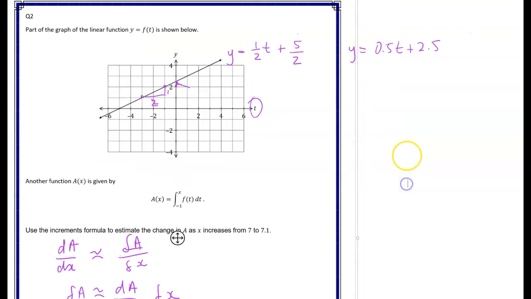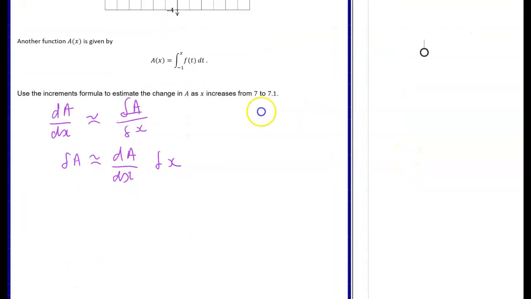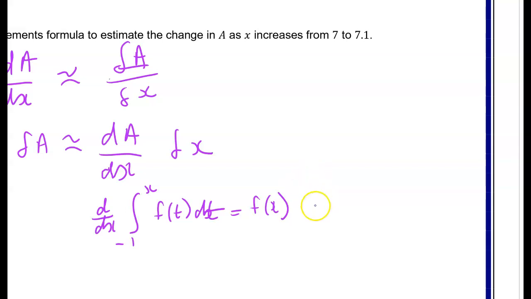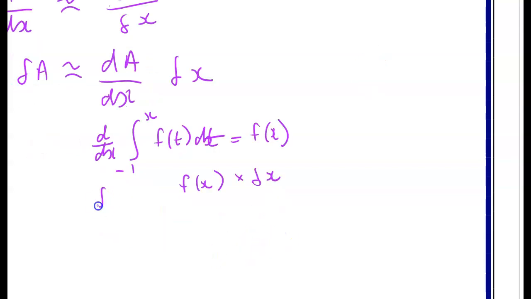So what are we actually trying to find here? Aren't we just trying to find the derivative of the integral? Which we know is f of x. So what we want is f of x times delta x, essentially. That's what delta A is.